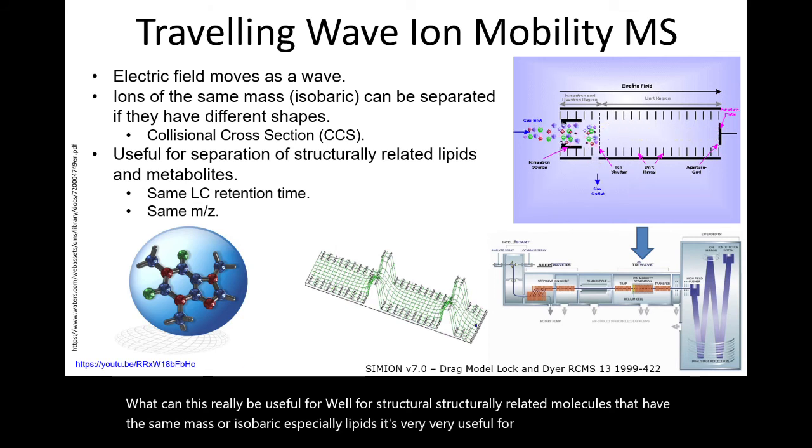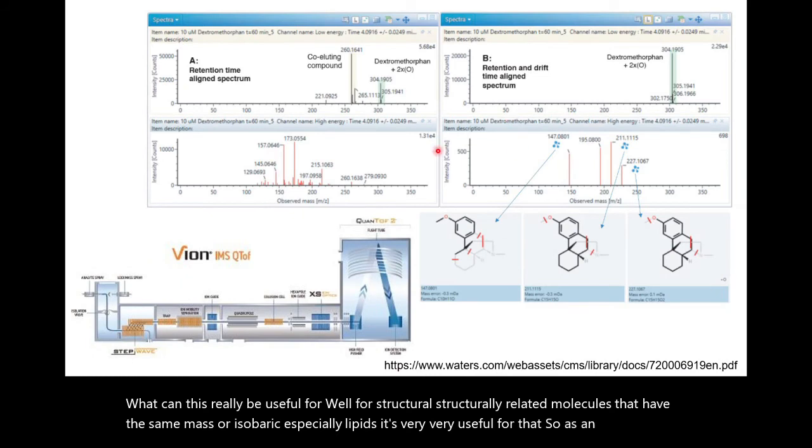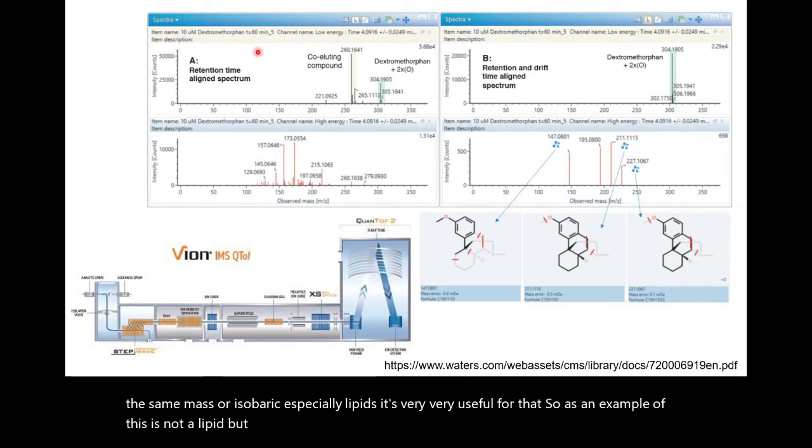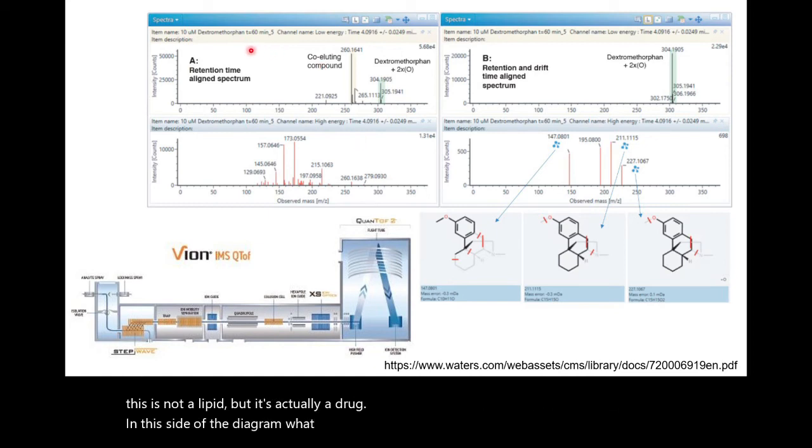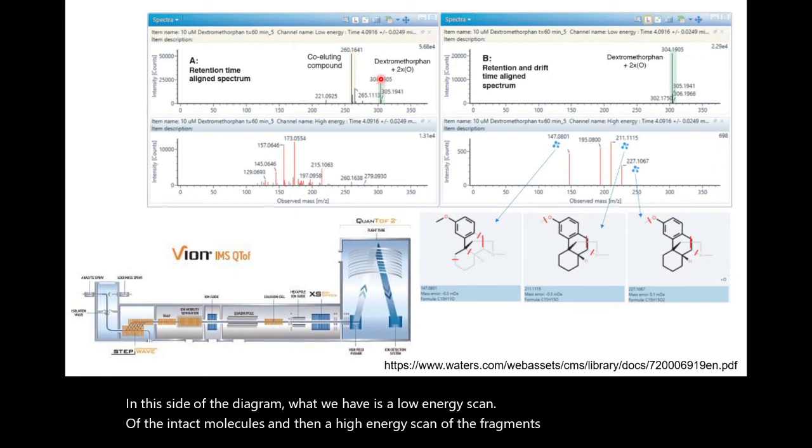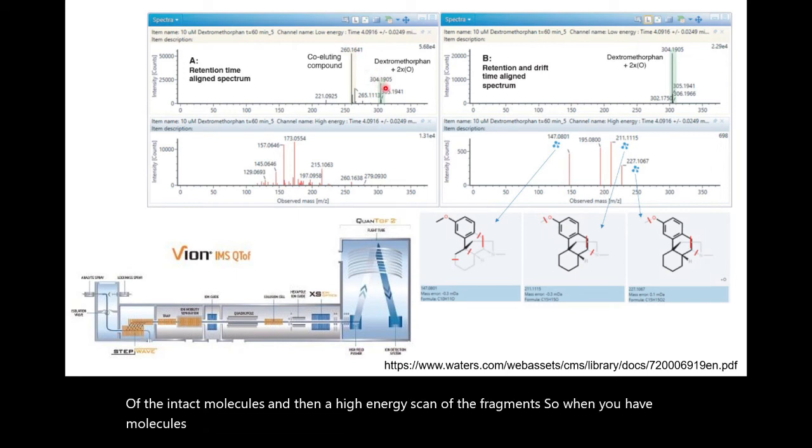As an example, this is not a lipid, but a drug. In this side of the diagram, what we have is a low energy scan of the intact molecules, and then a high energy scan of the fragments. So when you have molecules in the same scan here, the fragments of both of these will end up in this mass spectrum because there's no separation between the two of them.